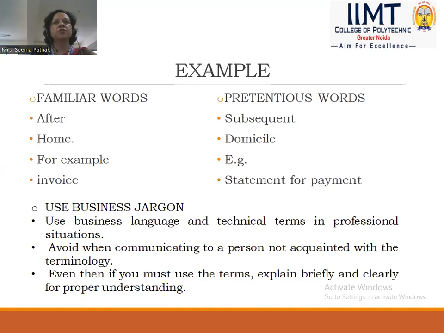Business language is always used where there is a business or professional situation. Use business language and technical terms in professional situations. Avoid communicating to a person not acquainted with terminology. So a person who is not aware of the technical terms, you have to be very careful while communicating. Even then, if you must use the terms, explain briefly and clearly for proper understanding. Now, if you have to talk to a non-technical person or pass a message to a non-technical person, you should explain those certain words to the person with whom you are messaging or talking.